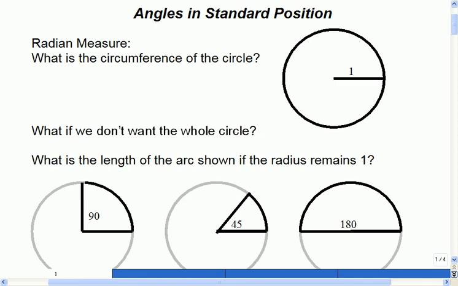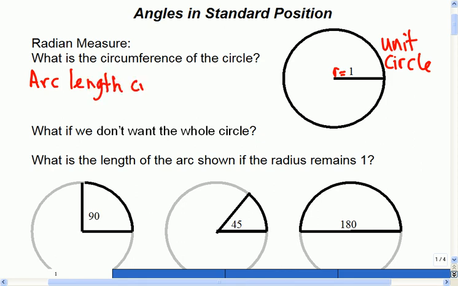So here's what it is. First of all, this is the unit circle. If you haven't seen a unit circle before, this is a unit circle. It gets its name because the radius here is 1. This is a really important idea because it makes math a little simpler when you work with ones, right? Multiplying and dividing by ones is simple. So radian measure is going to be the arc length created by an angle in the unit circle.